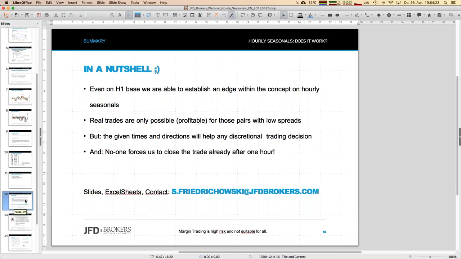So does it work? Answer: yes. Let's go for those pairs with low spreads. And we need a good broker for that. And with JFD, we have exactly that kind of broker. So we have been able to transfer the concept of DAX seasonal with a day of the week to hourly seasonals for Forex pairs. So we have extended our trading universe to 29 possible pairs. So we have good enough underlyings to even increase our trading activities if we want. And that kind of concept works, and that's good.